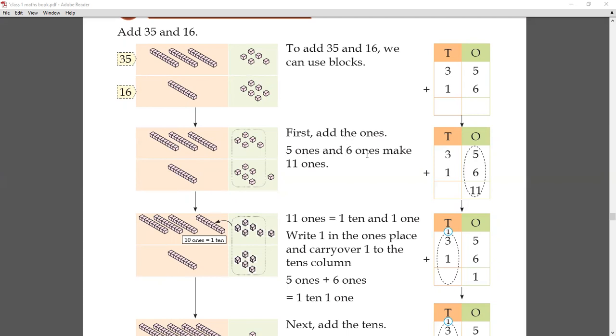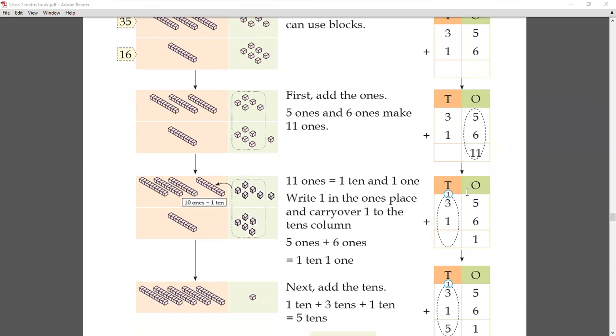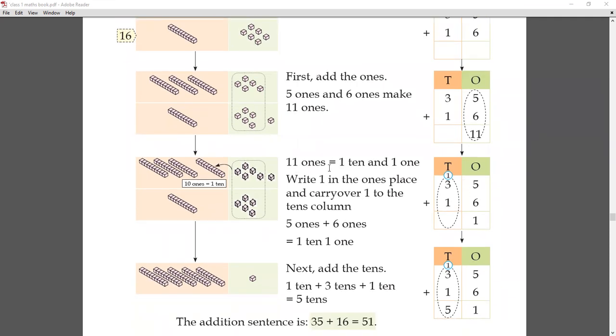5 ones and 6 ones make 11. 11 ones. So how we write 11 in this box? हम इसमें यहाँ पे 11 कैसे लिख सकते हैं? नहीं लिख सकते ना. So look at this. 11 ones is equal to 1 ten and 1 one. Write 1 in the 1 place and carry over 1 to the टेंस कॉलम. और हमने क्या किया है, जो 1 एक्स्ट्रा, एक जो 1 टेंस प्लेस वाला 1 था, हमने उसको कैरी किया है टेंस प्लेस पर. Is that clear?